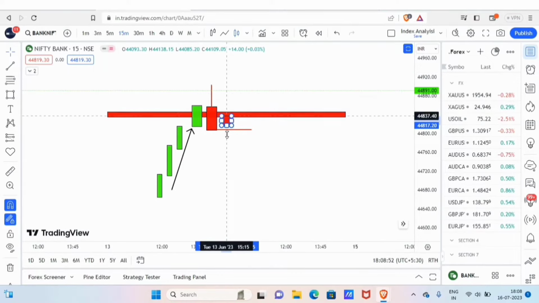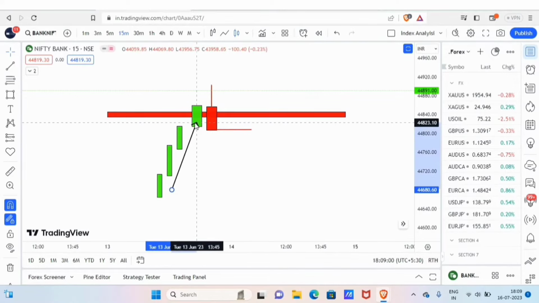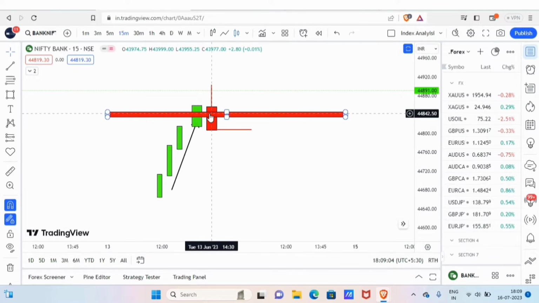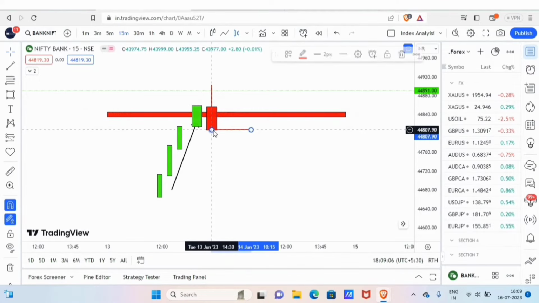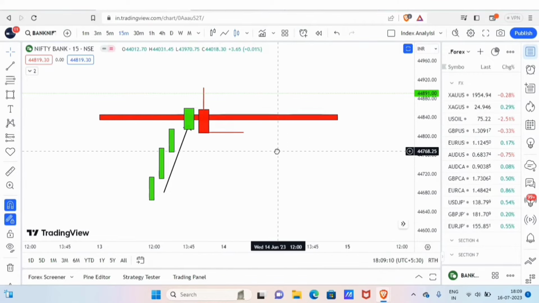Whenever this rejection candle has formed, it means the bulls have lost control, or else the buyers have lost control, and now it is in control of the bears because of this rejection. So in such a scenario you are supposed to go for a sell trade.